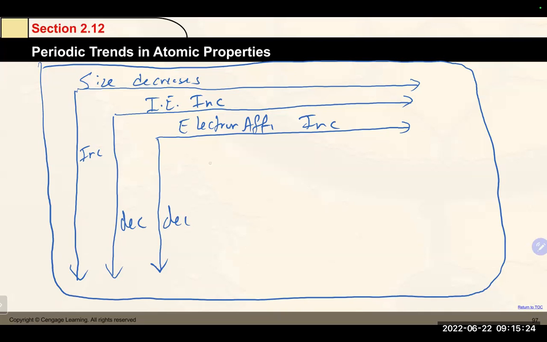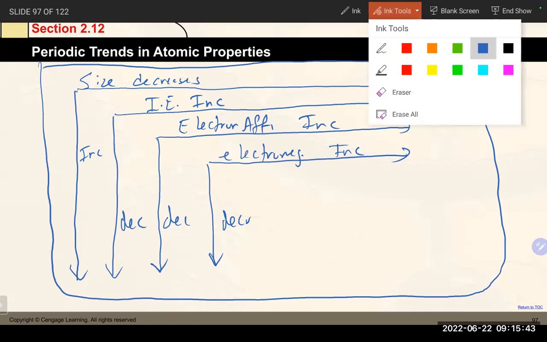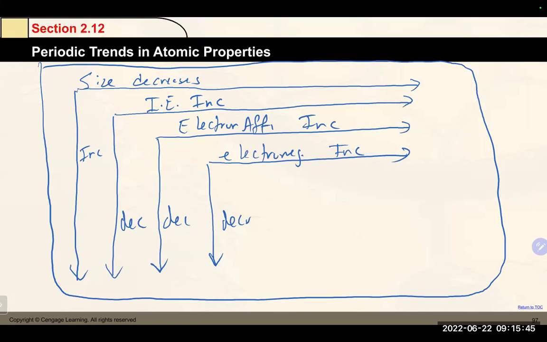And our electronegativity increases as you go this way and decreases as you come that way. So for the most part, what we find for our nonmetals, which as we just talked about can be found over here, nonmetals, right? Up and to the right on the periodic table is where you find your nonmetals.